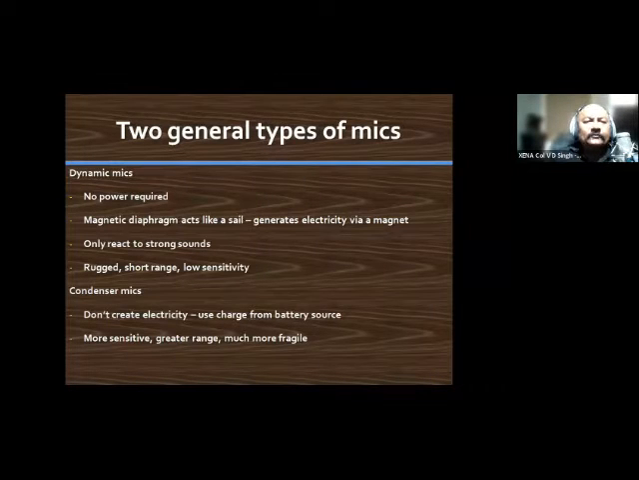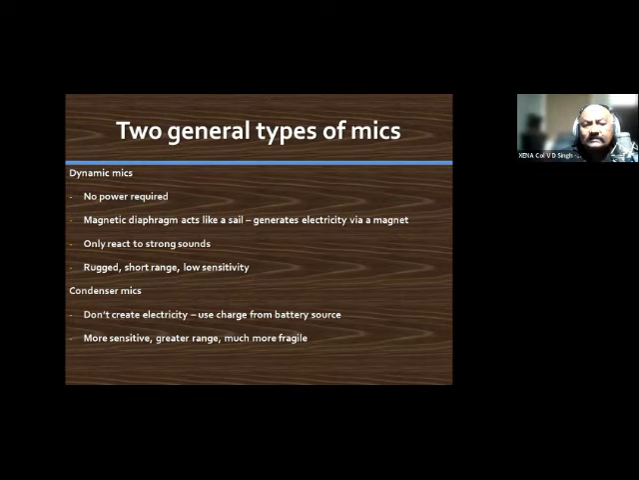Dynamic microphones do not require any external power to be energized. These dynamic microphones have a magnetic diaphragm, and they only react to strong sounds. That means if there is a faint sound, then dynamic mics don't catch it. Dynamic microphones are rugged, short range, and with low sensitivity. The very fact that they cannot react to faint sounds means their sensitivity is low.